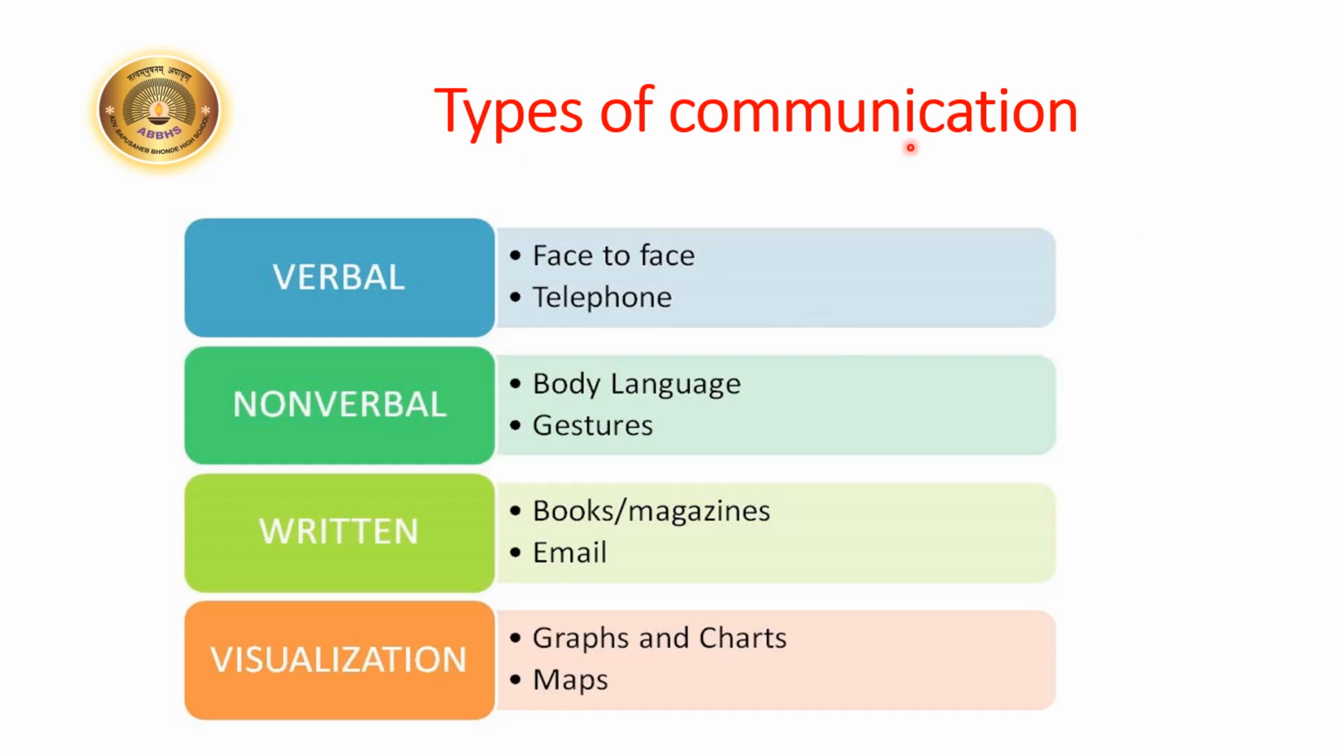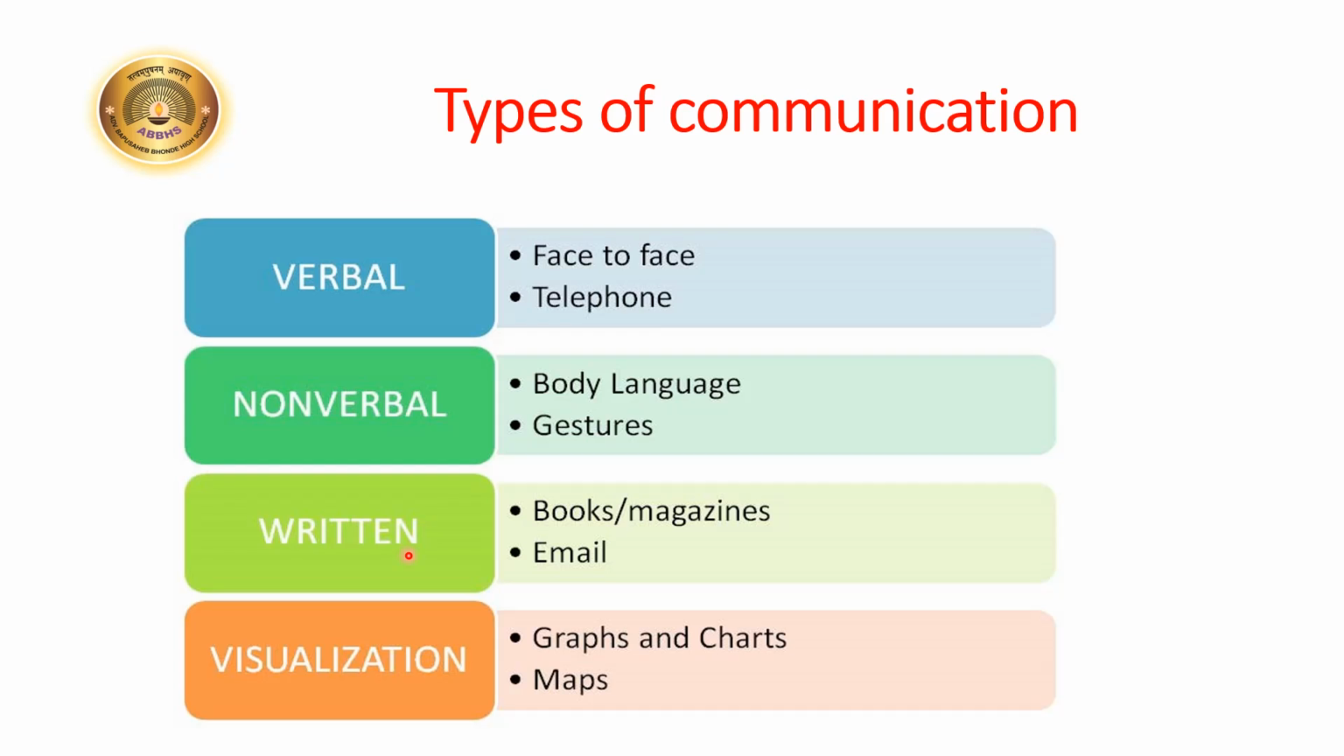Now we will learn about types of communication. There are 4 types of communication: verbal, non-verbal, written and visualization. First we will see what is meant by verbal communication. In verbal communication, we can communicate with each other face to face or on telephone. Then non-verbal communication. In non-verbal communication, we can communicate with each other through body language or gesture. Gesture means a movement of head or hand that expresses something. For example, you might have had this experience during exam, right?